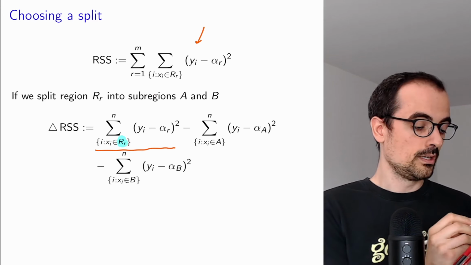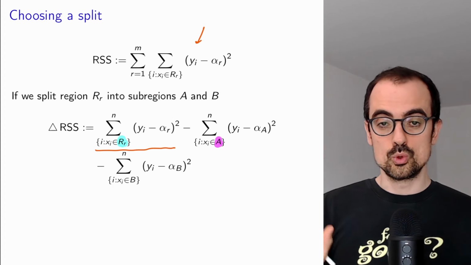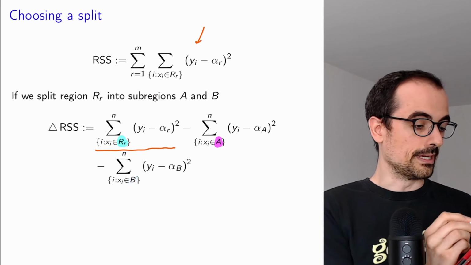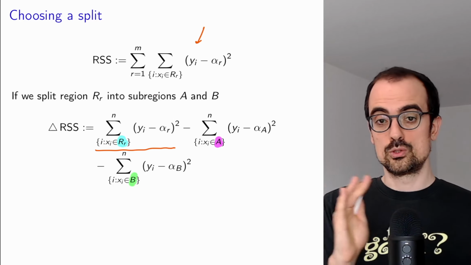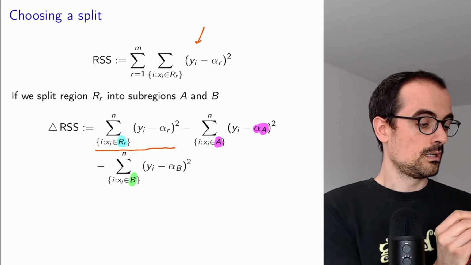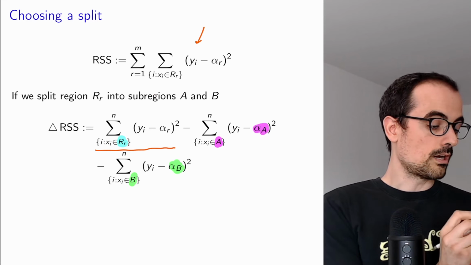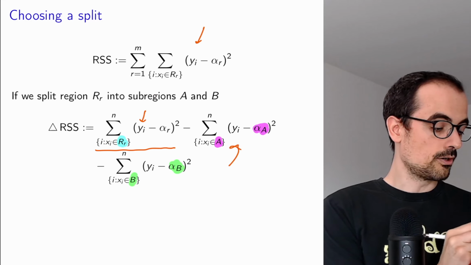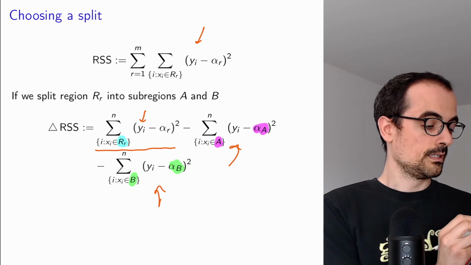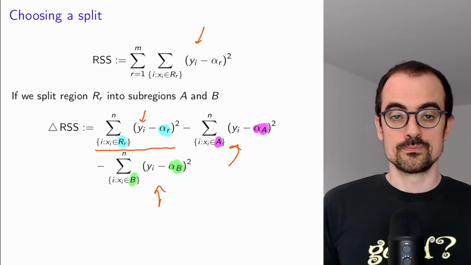Now if we split, instead of that, the features are going to be separated into 2 groups, the ones that belong to A and the ones that belong to B. And we're going to re-estimate this constant by averaging in the 2 sub-regions, and we're going to recalculate the residual sum of squares. So now realize that every one of these is going to go here or here, and instead of being compared to alpha R, they're going to be compared to alpha A or alpha B. Okay, this is what's going to happen.